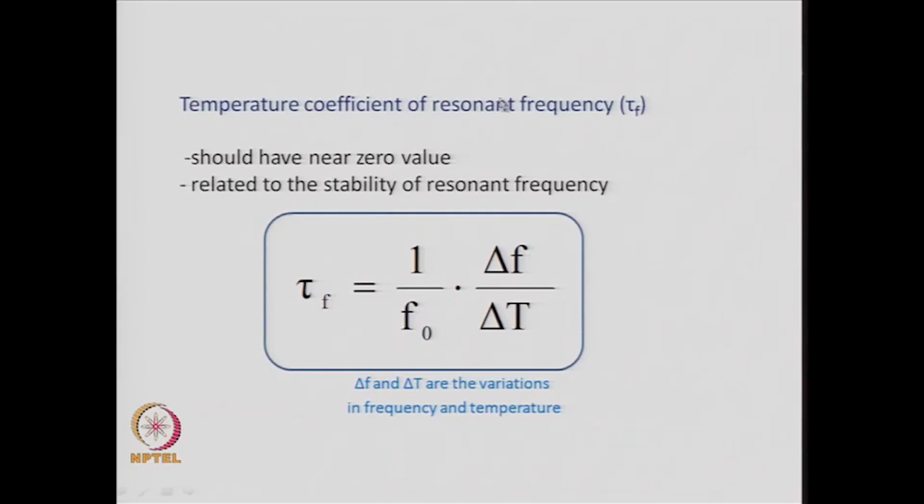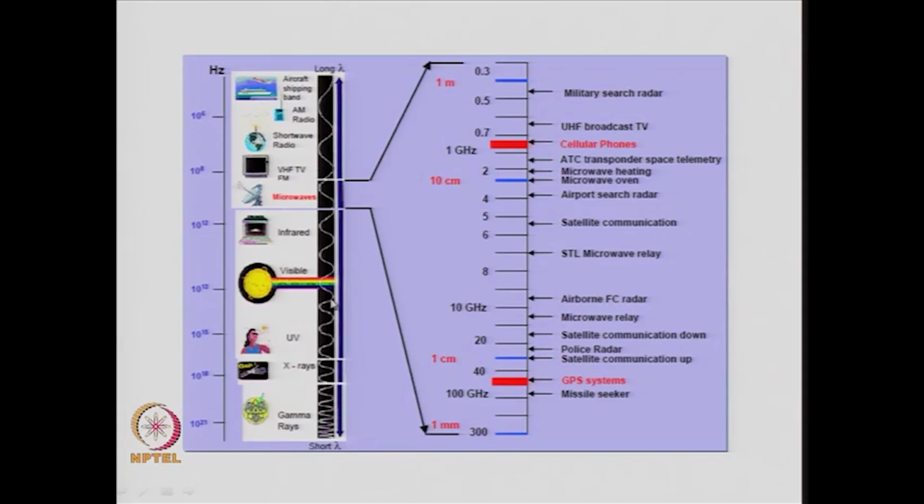So, the temperature coefficient of resonant frequency, tau f, should have a near 0 value and is related to the stability of the resonant frequency by this equation, where tau f is given by 1 by the frequency multiplied by the change in frequency as a function of change in temperature. So, these are the variation in frequency and this is the variation in temperature. This you want nearly close to 0 in a microwave dielectric material.